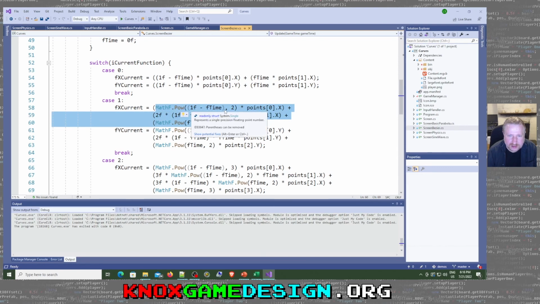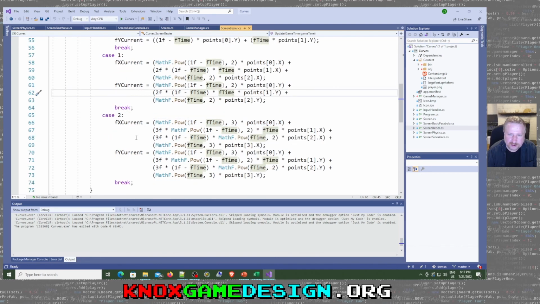Mathf.Pow(1 minus time, 2) times the first point x, plus 2 times 1 minus time times time times the second point x, plus time squared times the third point x. And then we do the same thing for y. And here's the code for, again, I'll put all the code out in a source code repository and post a link. But for the 4 control points with the start, end, and 2 middle ones, this is the function.